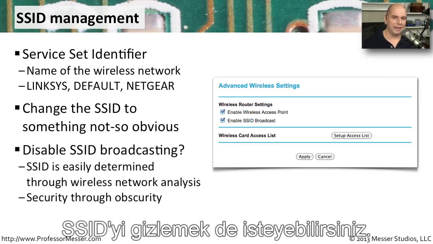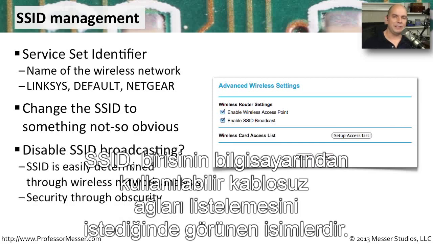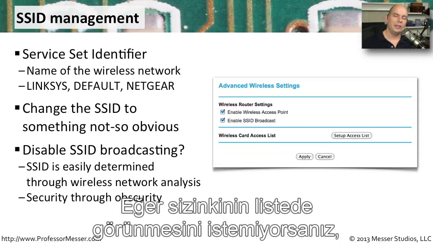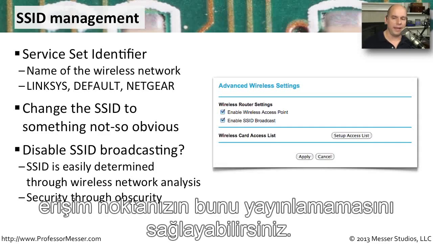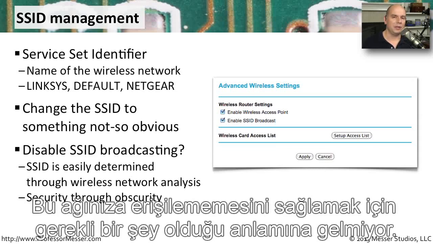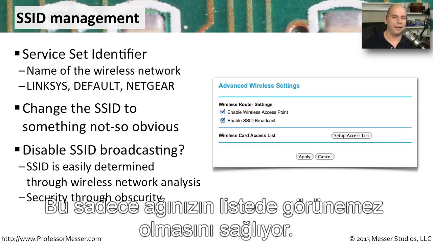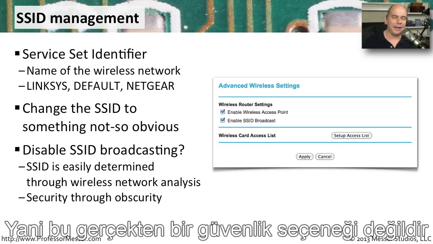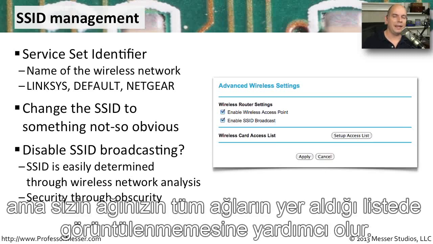Maybe you want to disable the SSID. The SSID is the name that's listed whenever you ask your computer to give you a list of all of the available wireless networks. If you don't want to show up in the list, you can disable your access point from broadcasting itself. Now, this doesn't necessarily mean that you're restricting access at all to the network. All it's doing is making it invisible in these lists. Somebody who knows how to look at wireless networks can very easily still find that access point. So it's not really a security feature, but it is something that can help you clean up the list of all of those networks that you would view on your wireless access.